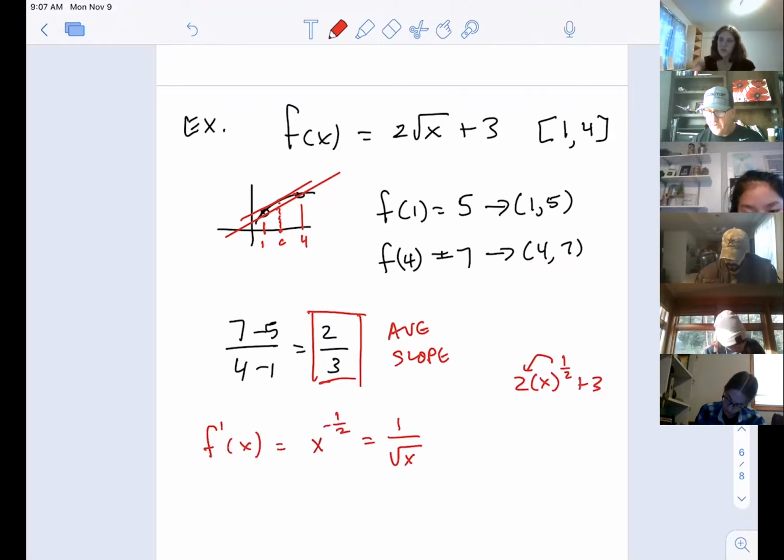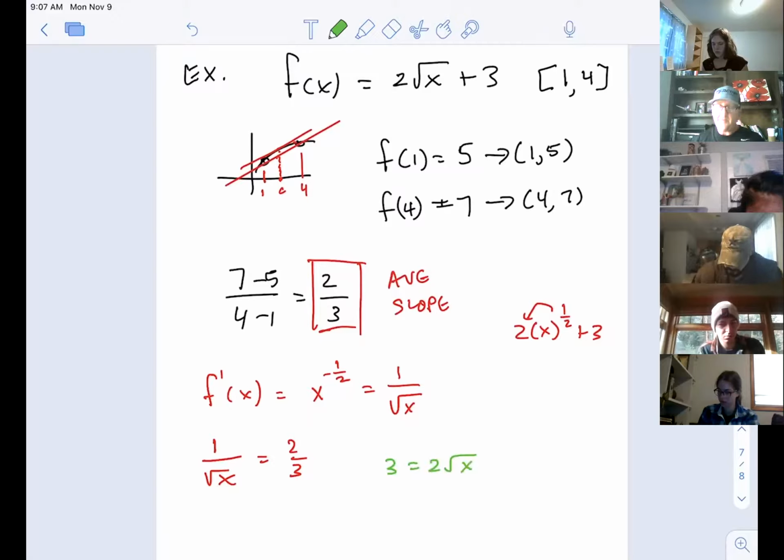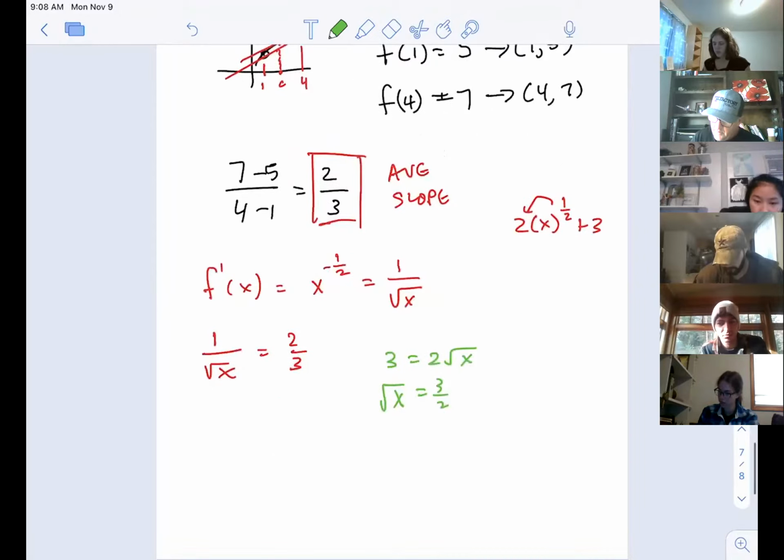So then, is there some x where 1 over the square root of x is equal to 2/3? As I told you, I don't like fractions. I see fractions and equal signs, I get really happy. I don't like fractions. Multiply both sides by 3, multiply both sides by the square root of x. There, I got no fractions. And so square root of x would be equal to 3/2. And so x would be equal to, square both sides, 9/4.